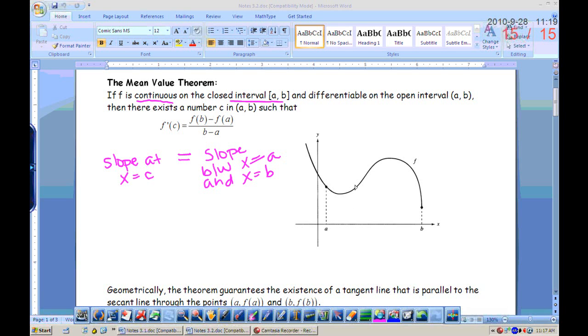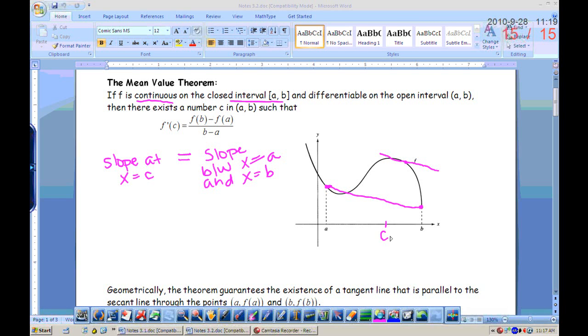So all that's saying is that if I have a continuous function on a closed interval, if I find the slope between my two endpoints, then there is some point in between those two endpoints whose derivative is the same as the slope between those two endpoints. So in this case, c would be about right there.